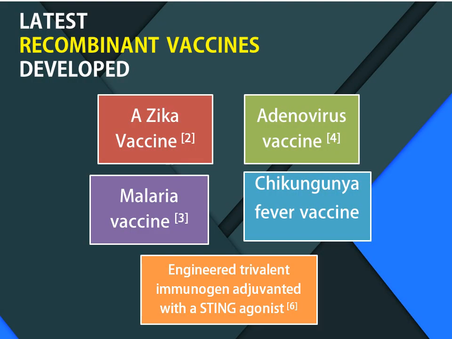These are the latest recombinant vaccines developed mainly in 2017. First is a Zika vaccine targeting NS1 protein, protecting immunocompetent adult mice, mainly to boost the humoral and also cellular immune responses. Adenovirus recombinant vaccine carrying toll-like receptor 5 for cancer immunotherapy. Malaria vaccine, chikungunya fever vaccine utilizing an insect-specific virus platform. And lastly, engineered trivalent immunogen adjuvanted with a STING agonist, mainly to protect against Trypanosoma cruzi infection.